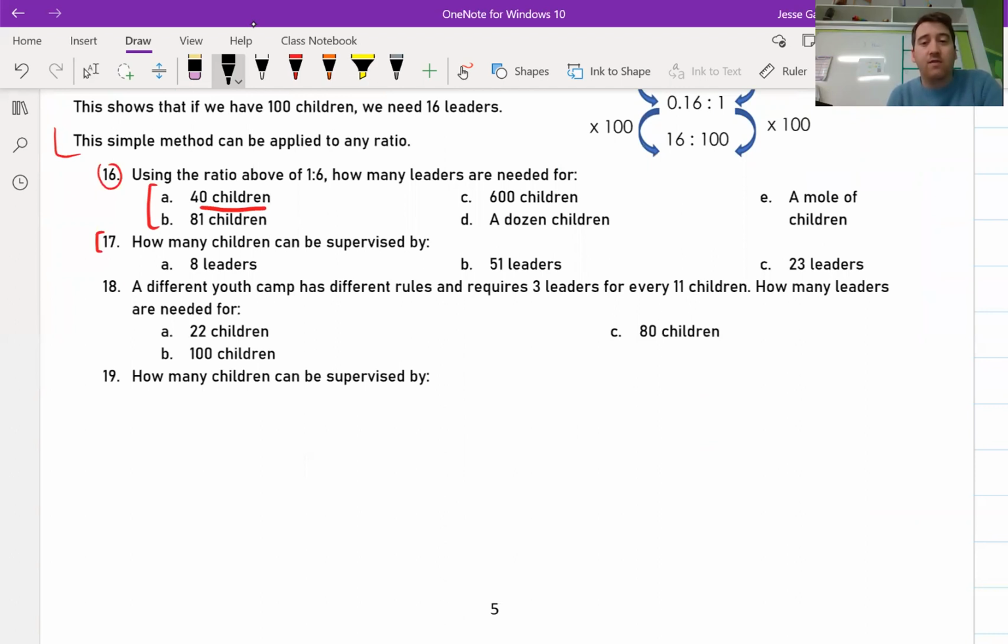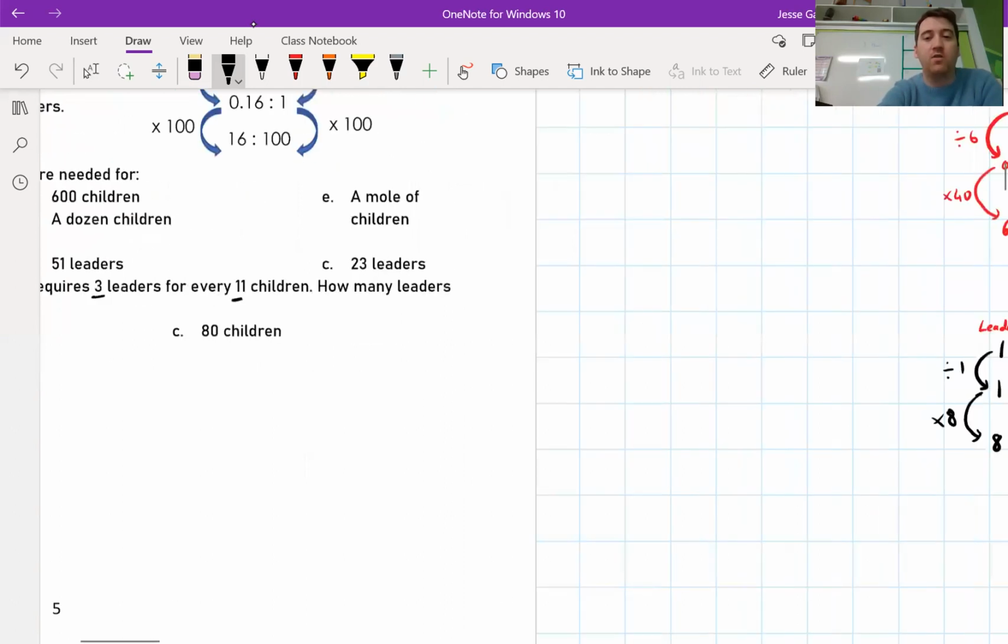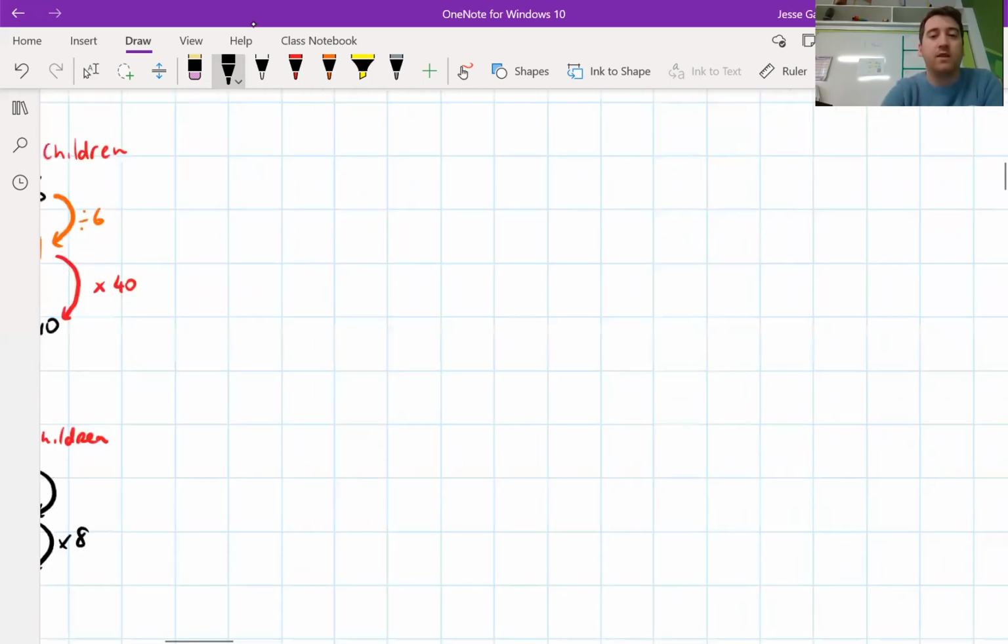All right, so the next question gives you a different starting ratio, 3 liters for every 11 children. Okay, again, I don't think I need to show you this. You just change the top ratio. I'll show you one. We'll do one. It says 3 liters for every 11 children. How many liters are needed for 22 children? All right, so let's try this one together.